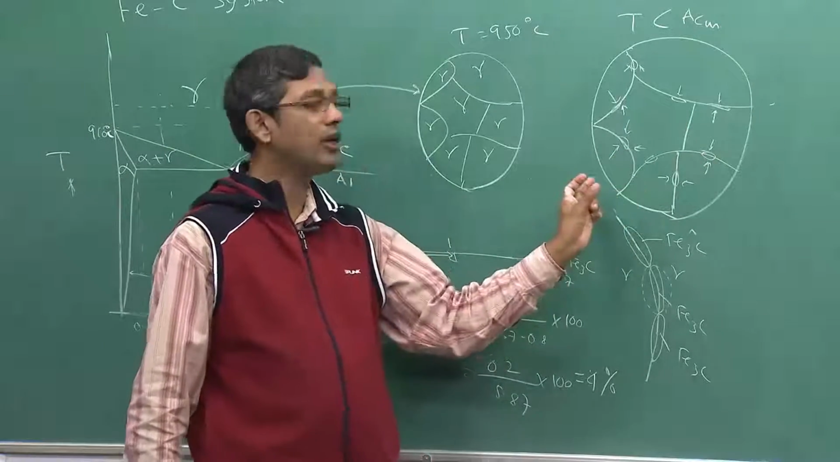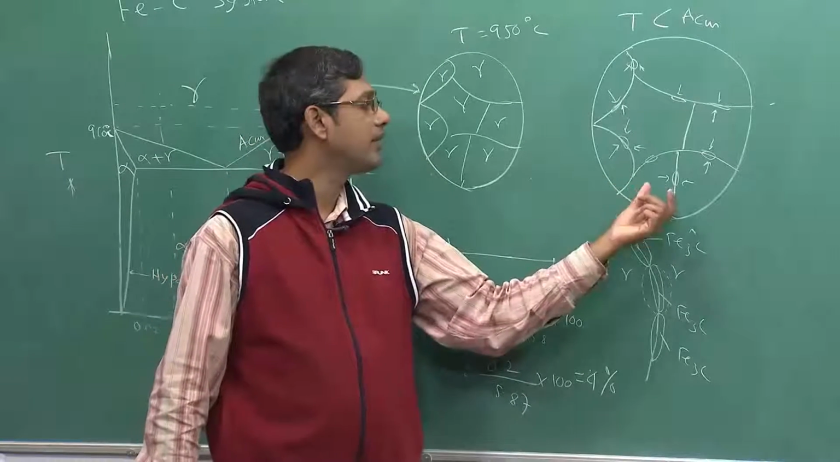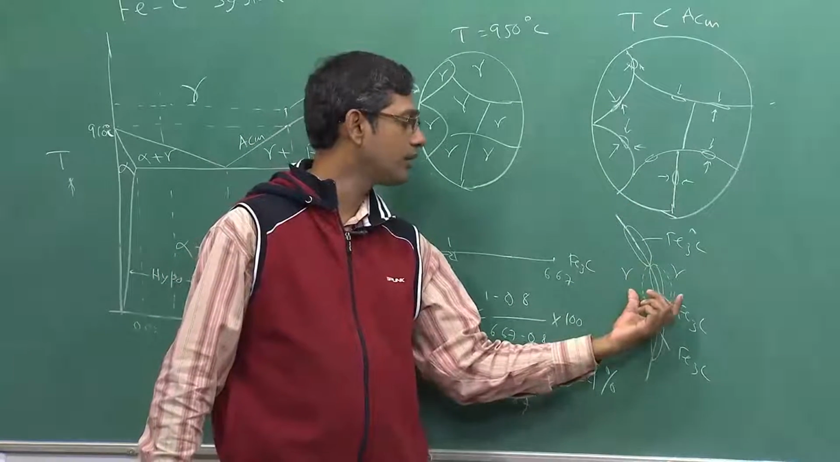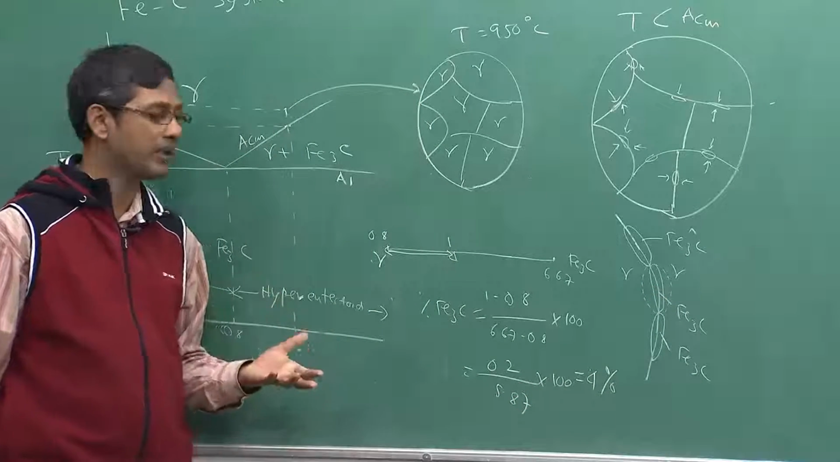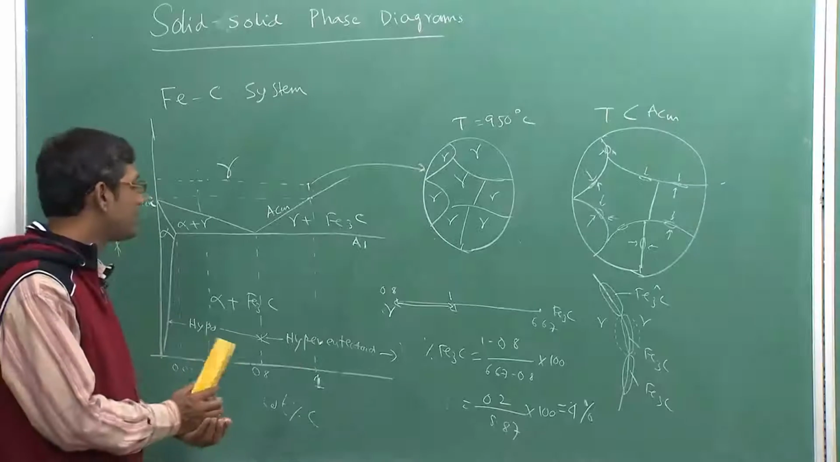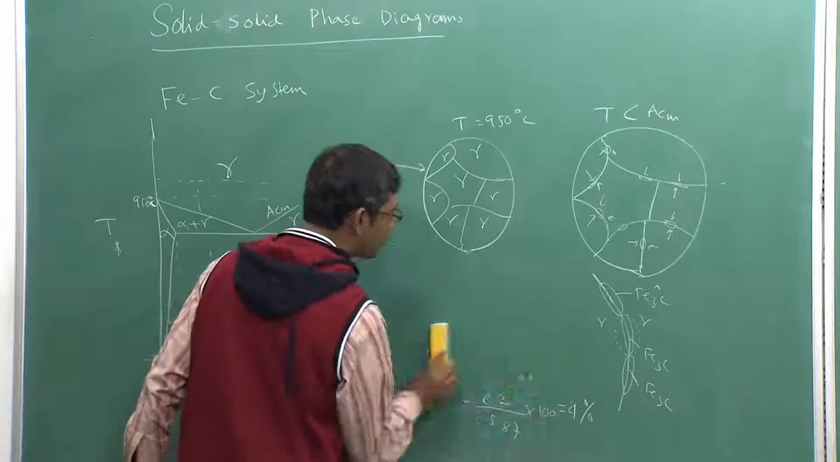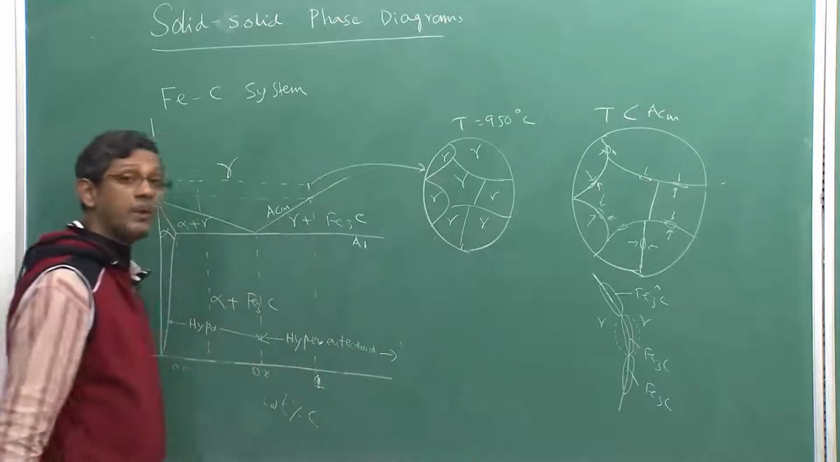They will not become fatter, or they will not grow along the inside of these gamma grains, because that much cementite will not form in the microstructure. So, by simply using the lever rule, you can clearly show that the cementite volume fraction will be much lower.